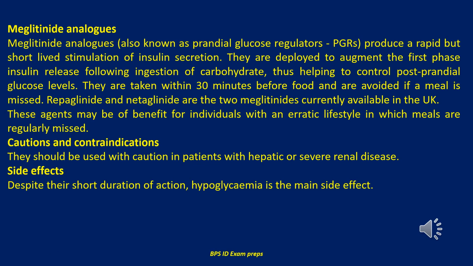We will now discuss meglitinide analogues. Meglitinide analogues, also known as prandial glucose regulators, abbreviated as PGRs, produce a rapid but short-lived stimulation of insulin secretion. They are deployed to augment the first-phase insulin release following ingestion of carbohydrate, thus helping to control post-prandial glucose levels. They are taken within 30 minutes before food and are avoided if a meal is missed. Repaglinide and nateglinide are the two meglitinides currently available in the UK.